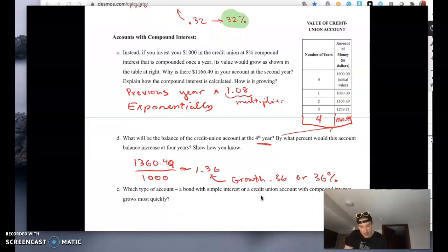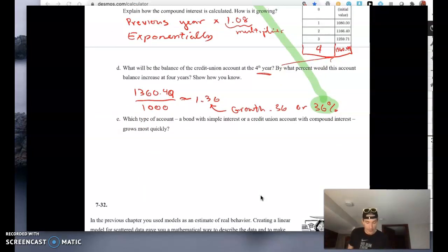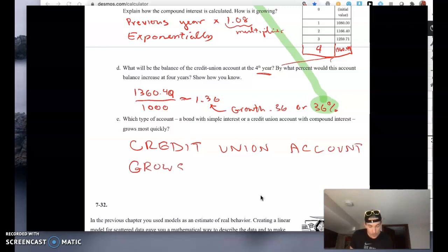Check this out. Here's my simple interest model. Here's my compound interest model. And when you're getting money for nothing there, you definitely want to make sure you're taking advantage of the model that's paying you the most. So the compound interest model is the better option. All right, which account type, the bond with simple interest or the credit union account with compound interest, grows most quickly? And this is kind of a no-brainer now. We compare 32% with 36%, and we're going to go ahead and say the credit union account grows faster.